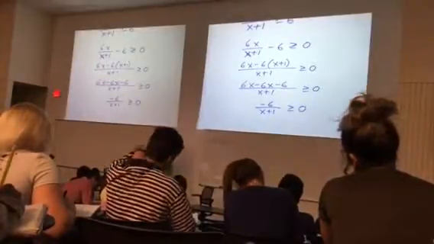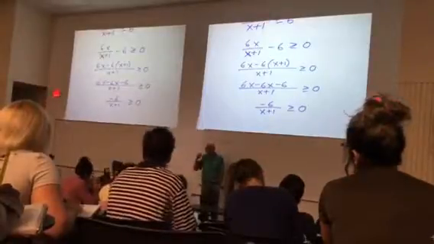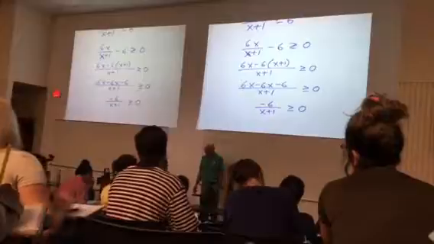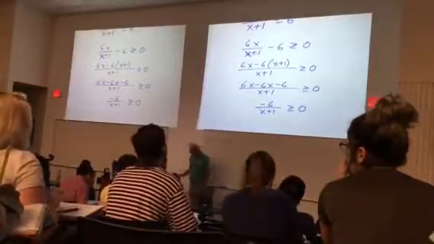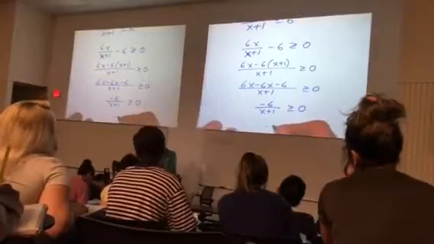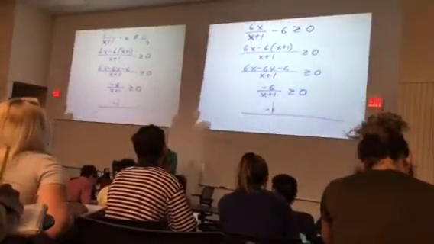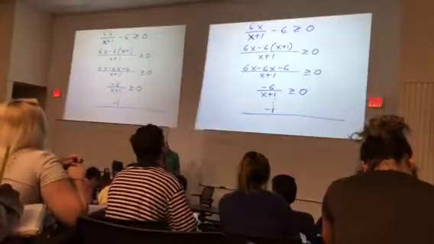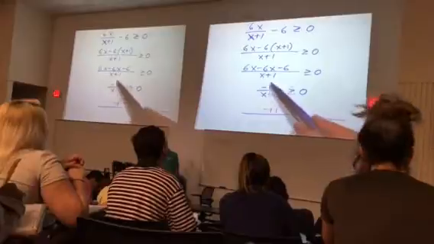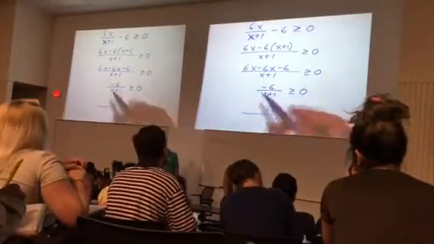Alright, so critical points, we only have one critical point now. Critical points make your equation 0 or undefined. What makes this undefined is -1. Only critical point. Nothing makes that numerator 0. So you need to keep track of it.